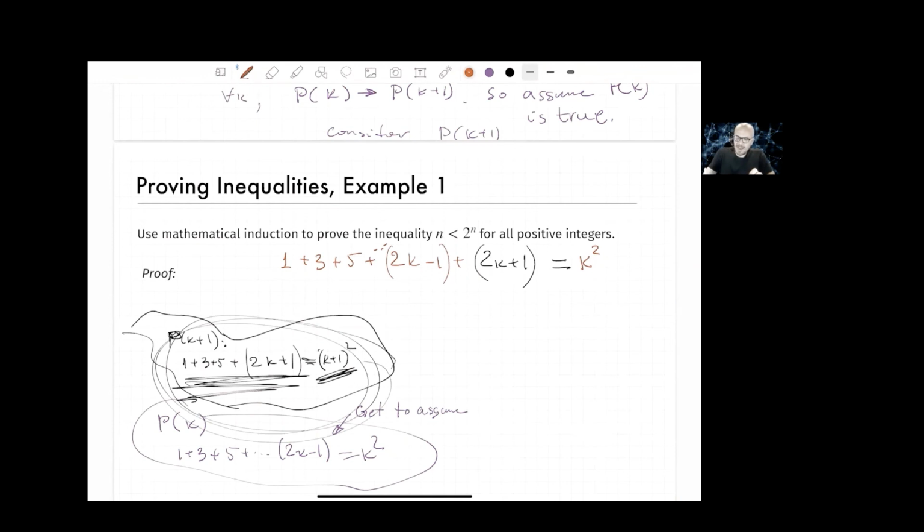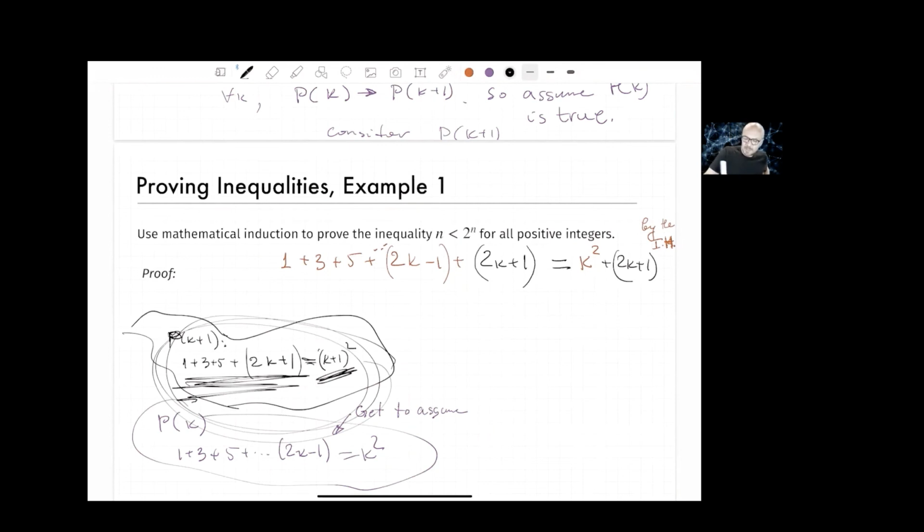What I'm about to write, and I haven't finished writing down this line, but this is going to be, by the inductive hypothesis, k squared plus 2k plus 1. Now, people have to sort of say something about this. Do people agree that this is the case? Because the red piece comes from the inductive hypothesis, that I get to assume to be true.